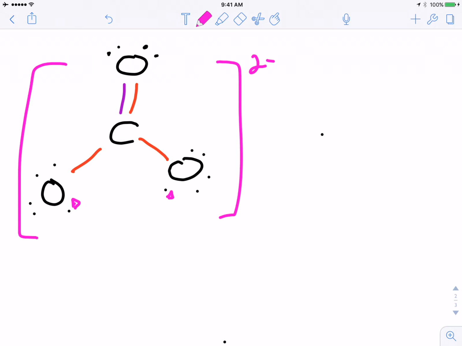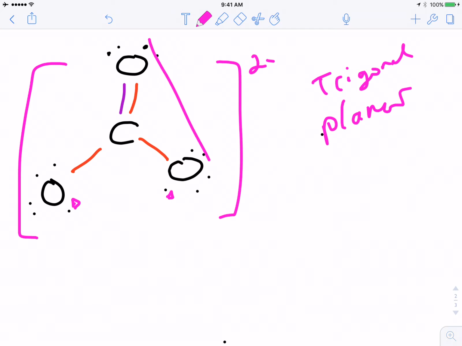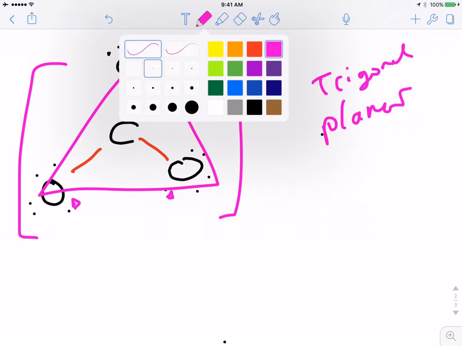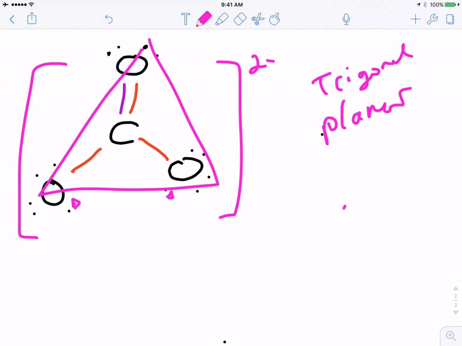And just a little bit extra credit. This is a trigonal planar geometry because we make this fancy triangle. Trigonal planar. Triangle in the same plane. Cool. Oh, the answer. The answer is B.